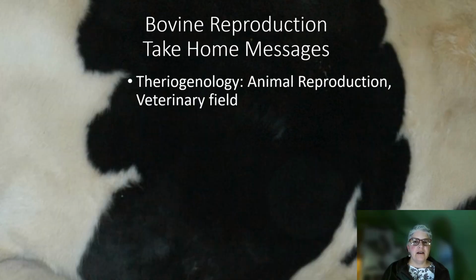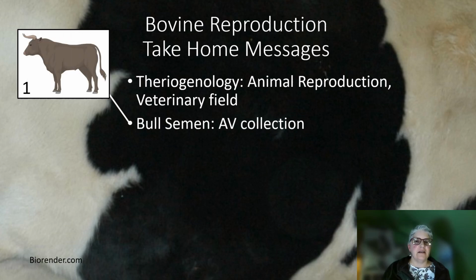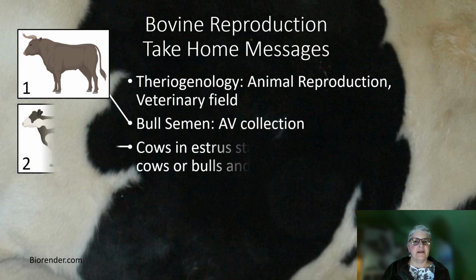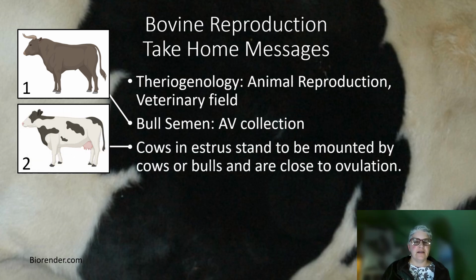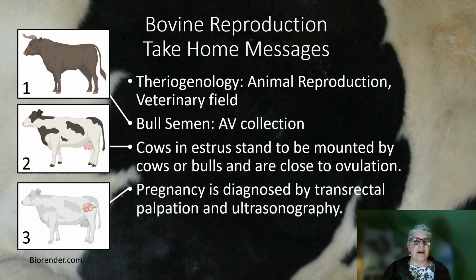All right, so the take-home messages today, I hope, are that you learned what theriogenology is, animal reproduction, and that it's a veterinary field, that you saw how we collect bull semen using an artificial vagina, and that cows in estrus will stand to be mounted by cows or bulls and are close to ovulation at that stage. So when you're driving out in the country, you might actually see this happen and know what it is now. And that pregnancy is diagnosed by transrectal palpation and ultrasonography.